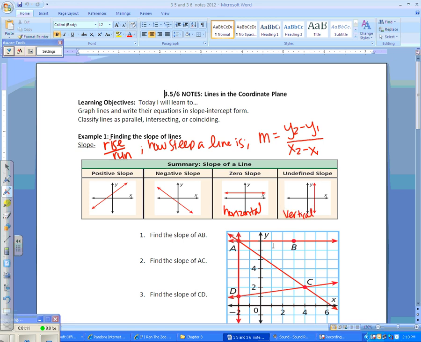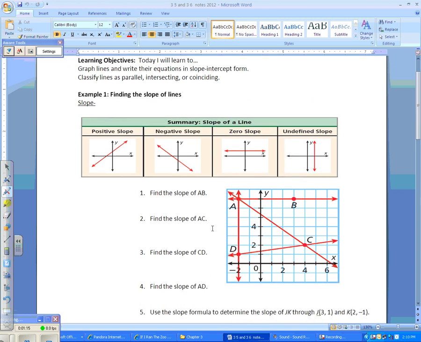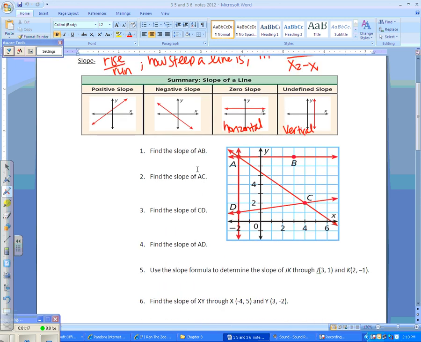Okay, so for number 1, 2, 3, 4, I think 5 and 6, yeah. I want you to just look at this picture and find the slope of these lines. So for example, AB, if you look at AB, this is a horizontal line, and we know that the slope is 0, so your answer would just be m, slope, equals 0. If I wanted to find the slope of AC, well, if you look at it, it looks like it's falling, so it should be a negative.